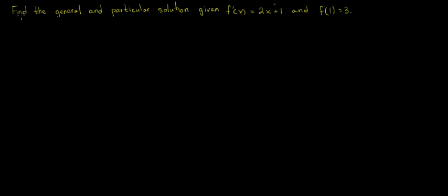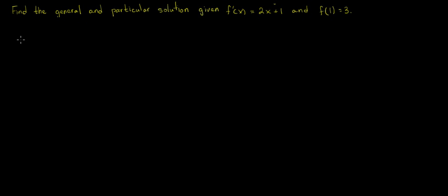Alright, so in this problem here, we're asked to find the general and particular solution of this given function. The derivative f prime of x is equal to 2x plus 1, and they give us this initial condition where f of 1 is equal to 3. Now, we solve this problem the same way. The only thing is that here we have to find a general and our particular solution, and the particular solution comes into play with this initial condition that they give us here. But let's start off by finding the general solution.